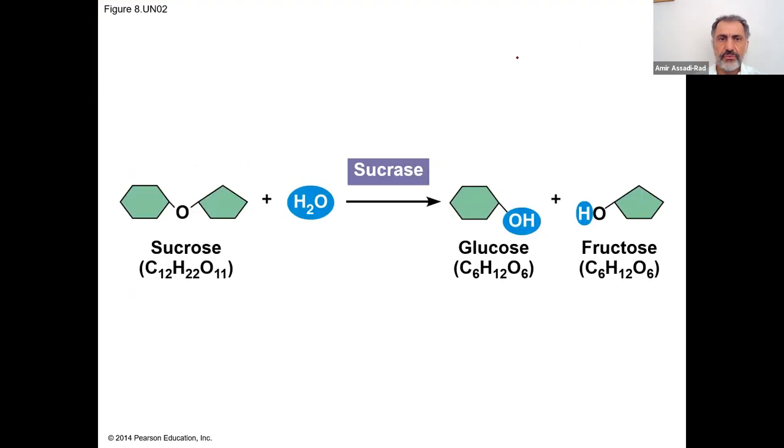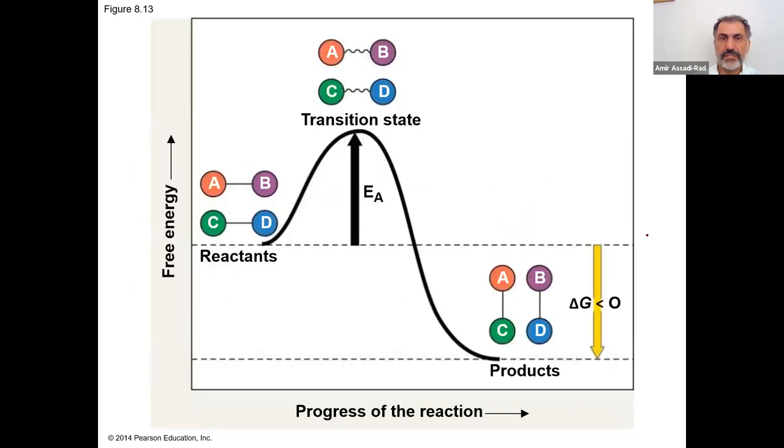And right here, we talked about this: sucrose can break down in the presence of the enzyme sucrase with the help of water. Of course, water is needed. The OH of the water goes to the glucose and the hydrogen of the water goes to fructose, so the molecule breaks down. Here is a chemical reaction where energy is needed to convert A to B or C to D and so on and so forth. And at the end, you get this.